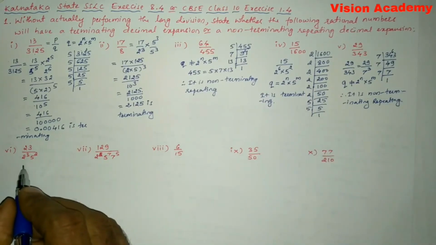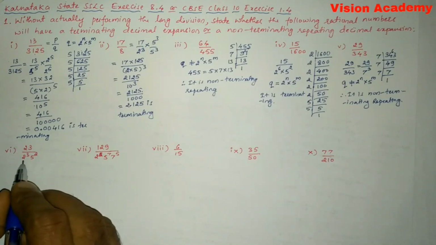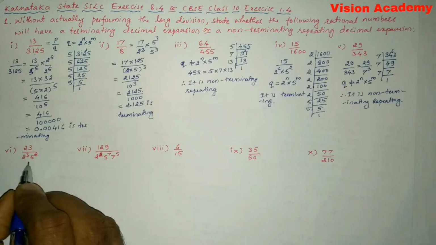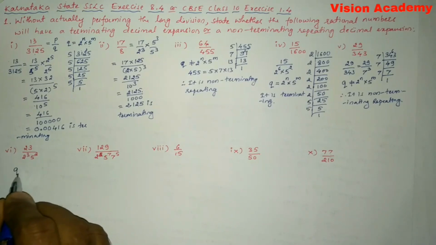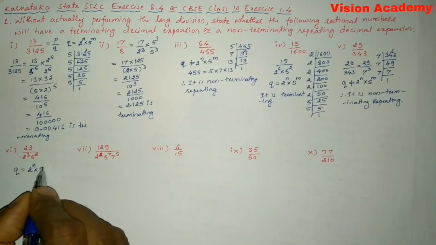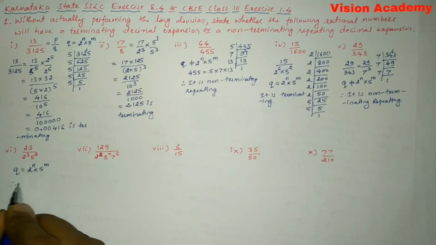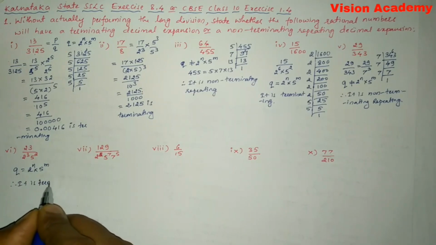Now let us move on to Roman number 6. So here we are going to see that directly they have given it in the form of 2 to the power 3 into 5 to the power 2. Since denominator q is equal to 2 to the power n into 5 to the power m, therefore it is terminating.